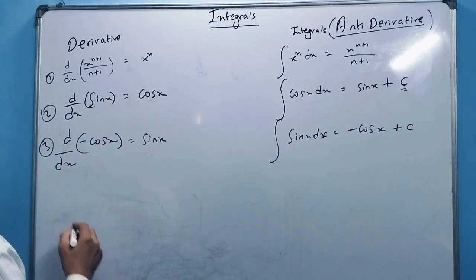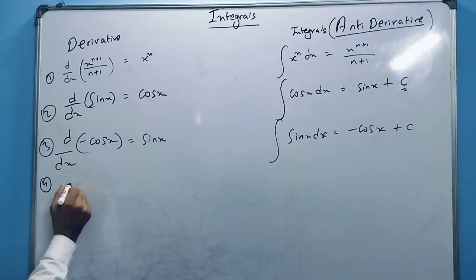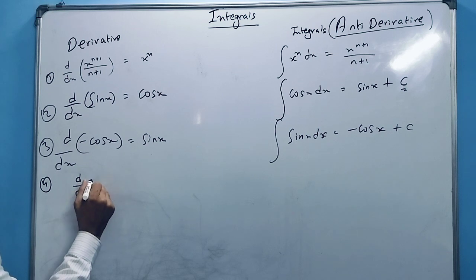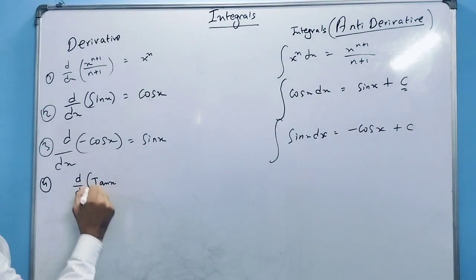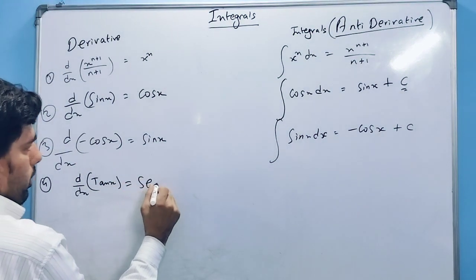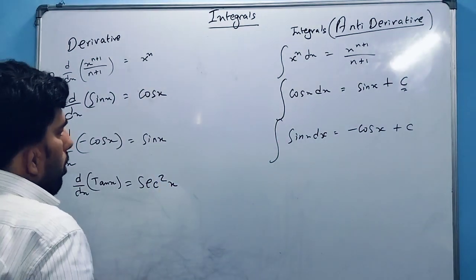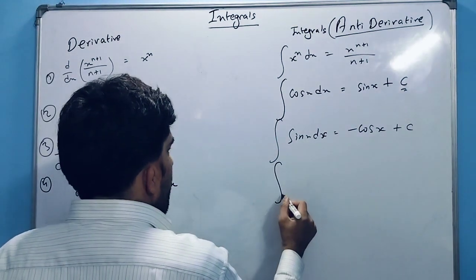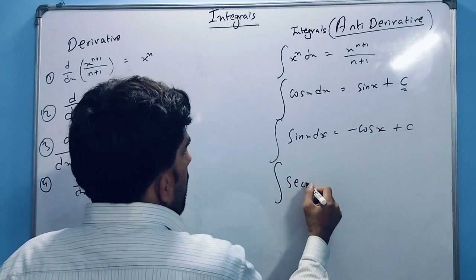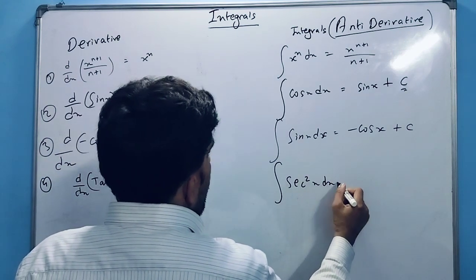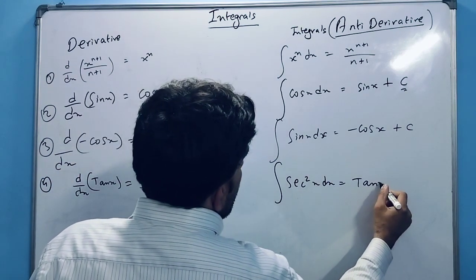Now we'll write more formulas here. That is, if I differentiate tan x, I get sec square x. Now here if I integrate sec square x dx, I get tan x plus c.